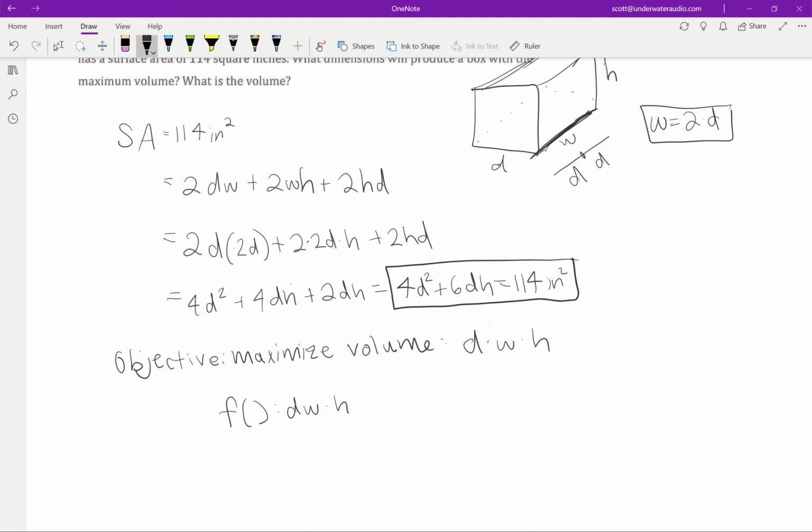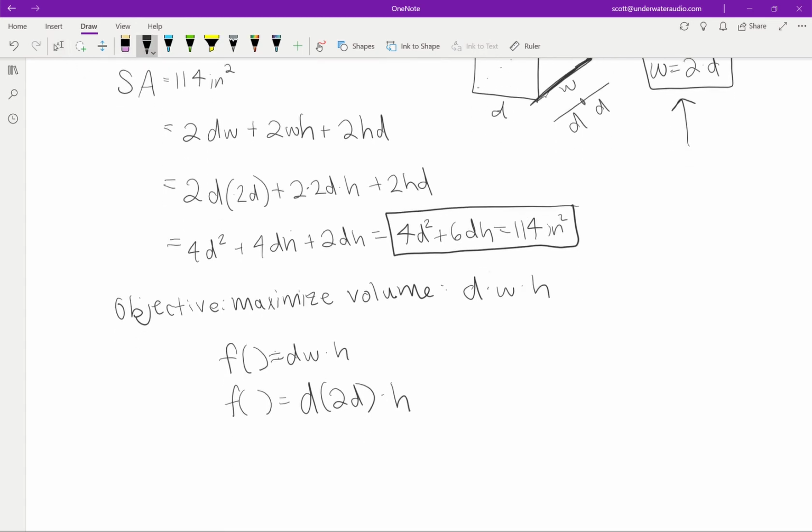I've actually got two things I can do. With this equation, I can replace all of my W's with 2D. So D, then W equals 2D, and then times H. I'm going to narrow it down to the variable D. I could take the surface area equation, solve it for H, and then plug it in here. So let's do that on the side.